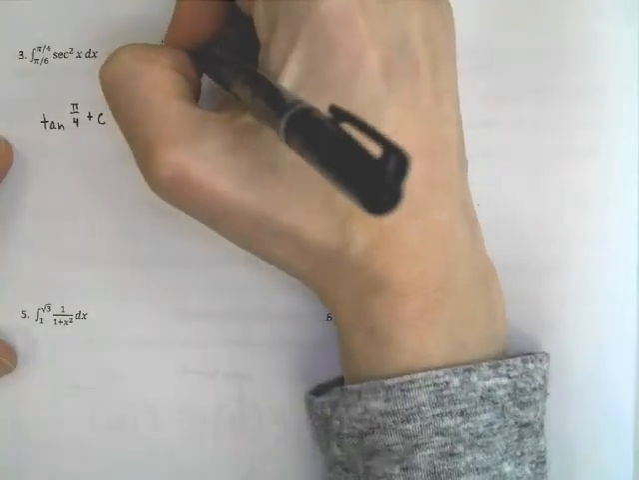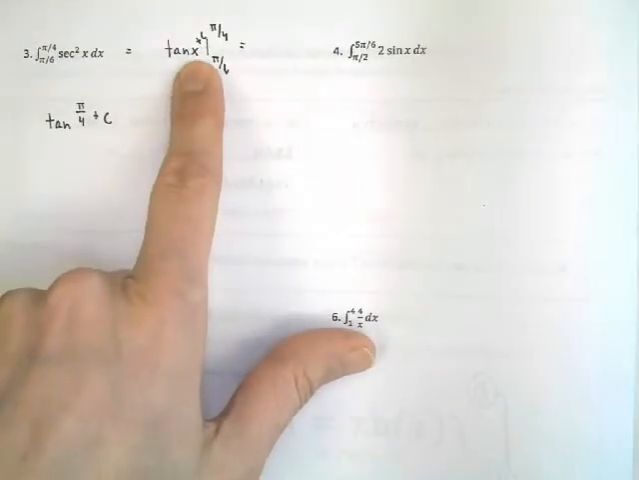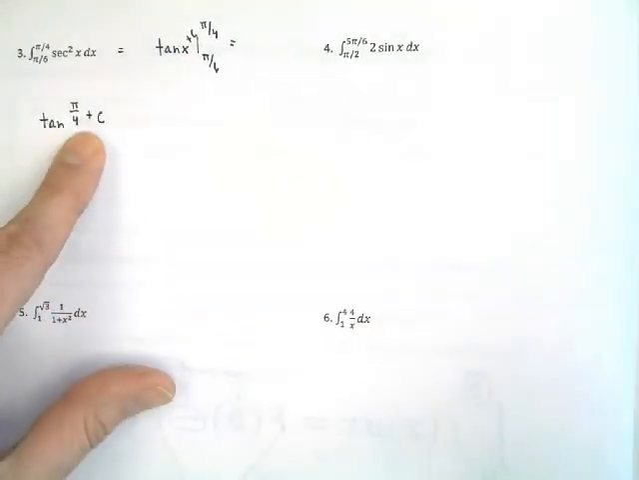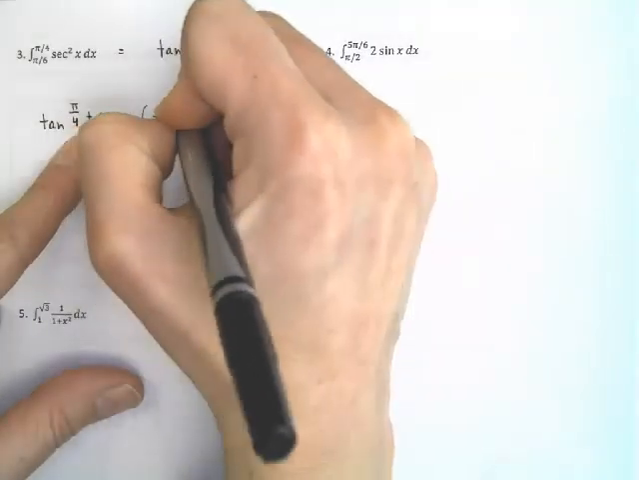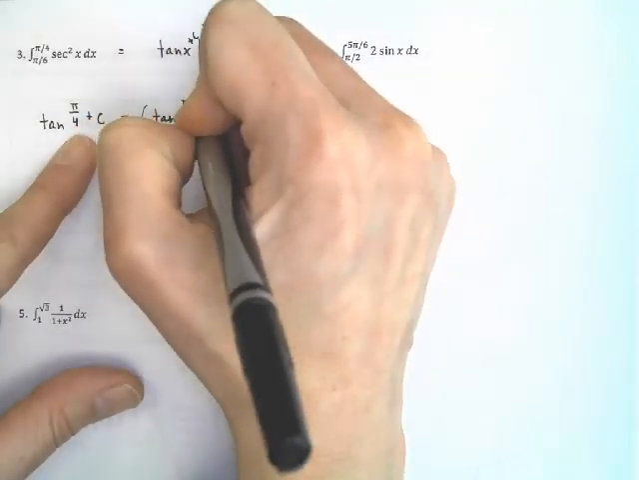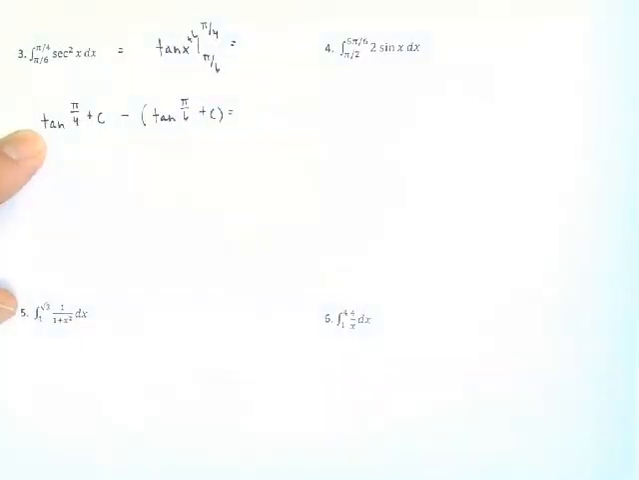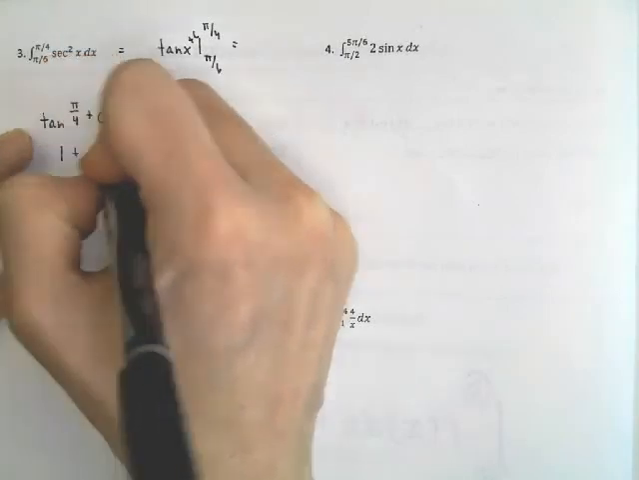Actually, sorry, my c should have been up here in my antiderivative. Now I know that looks kind of messy, but I should have had the c here with my antiderivative. So I have tangent of pi over 4 plus c minus tangent of pi over 6 plus c. Now, tangent of pi over 4 is 1. So I have 1 plus c.